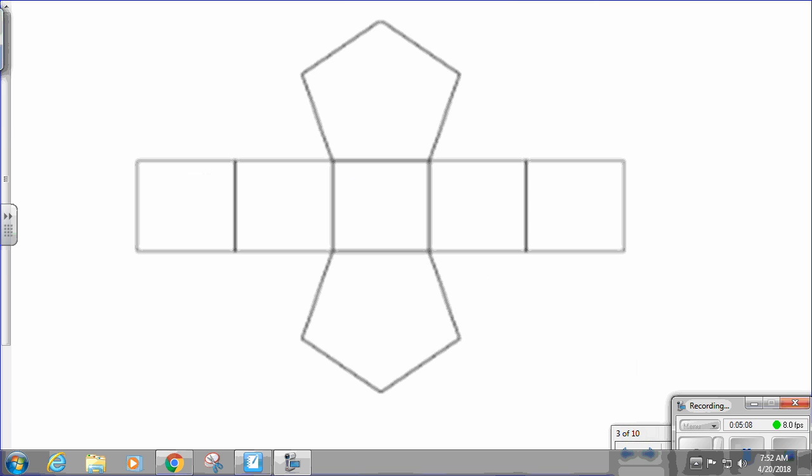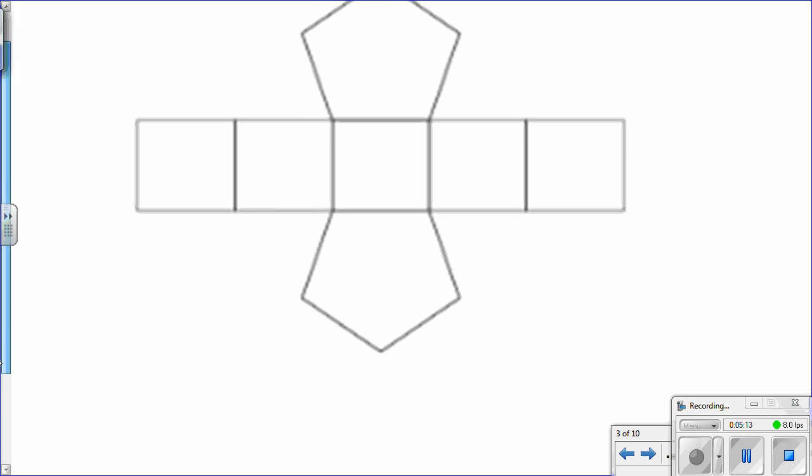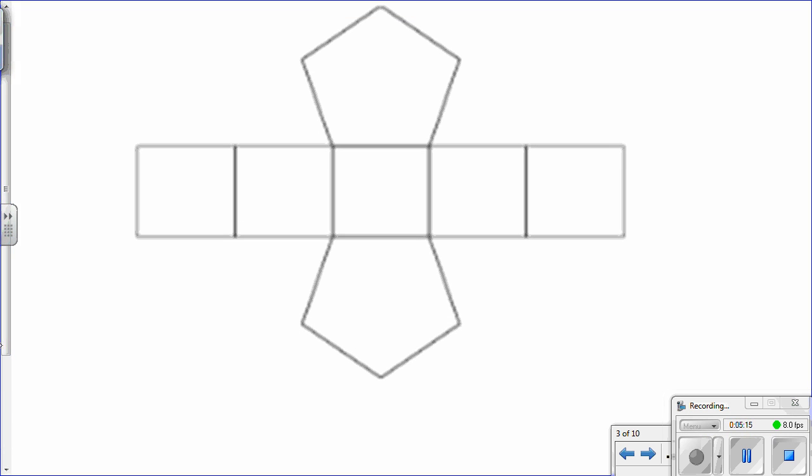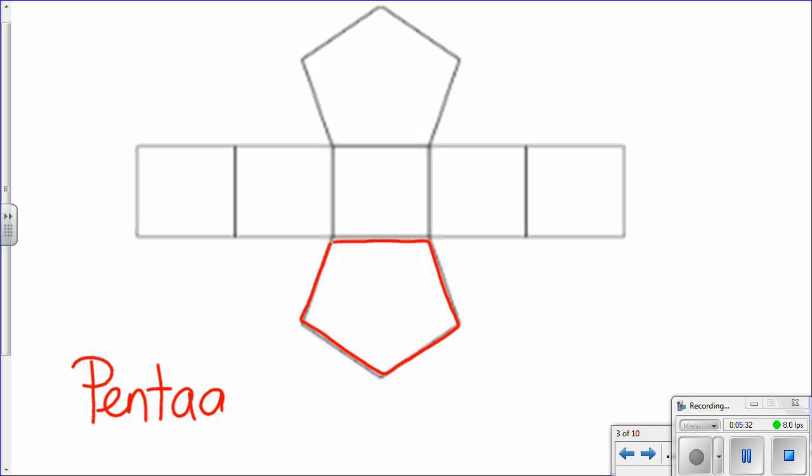Okay, so naming shapes. You have to look at the sides of the shapes. What shape is that? 5 sides. Pentagon. Okay, so this is definitely something that's pentagonal. And our two choices are either prisms or pyramids.